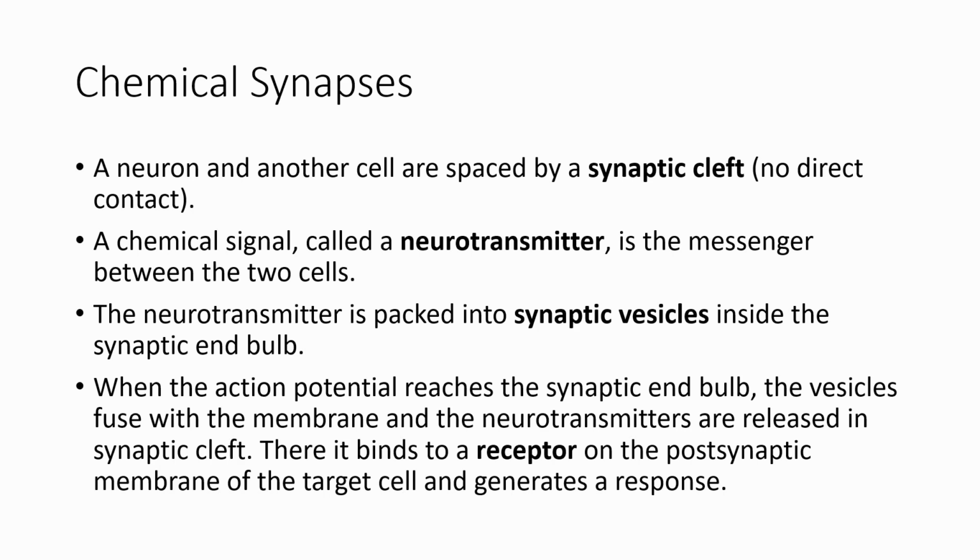So there's no direct contact here, right? Instead, what we're going to do is send a chemical signal called a neurotransmitter. And there's a laundry list of neurotransmitters. We've already talked about one of them with the muscular system, which was acetylcholine, right? That neurotransmitter is the messenger between the two cells. The neurotransmitter, let's say acetylcholine, because that's the one we've talked about before, is going to be packed up in little vesicles called synaptic vesicles.